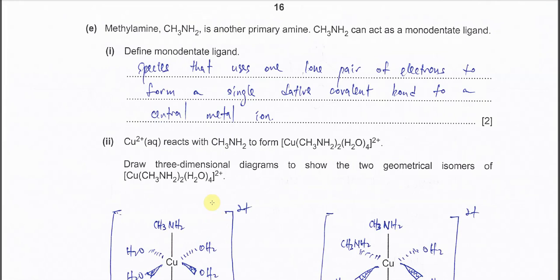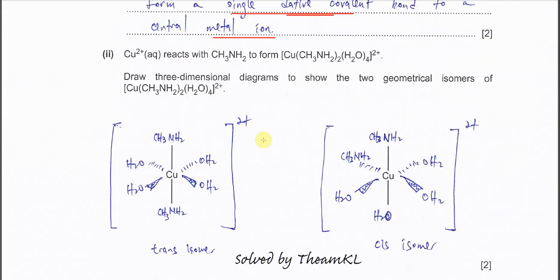Part E. Methylamine is another primary amine, which can act as a monodentate ligand. Define monodentate ligand: a species that uses one lone pair of electrons to form a single dative covalent bond with the central metal ion. So it's just one dative bond formed, right?